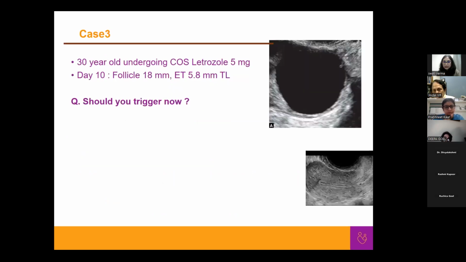So moving to the third case, here we have a 30 year old female undergoing ovarian stimulation with letrozole 5 mg, and on day 10 the follicle was 18 millimeter, but the endometrial thickness was only 5.8 millimeter. So what should we do? Should we trigger it now, or should we wait for the endometrium buildup?